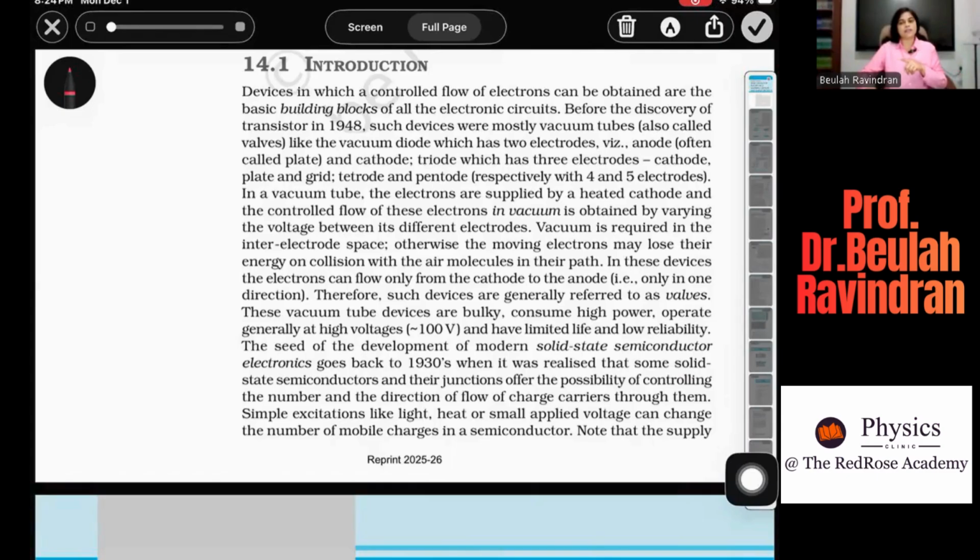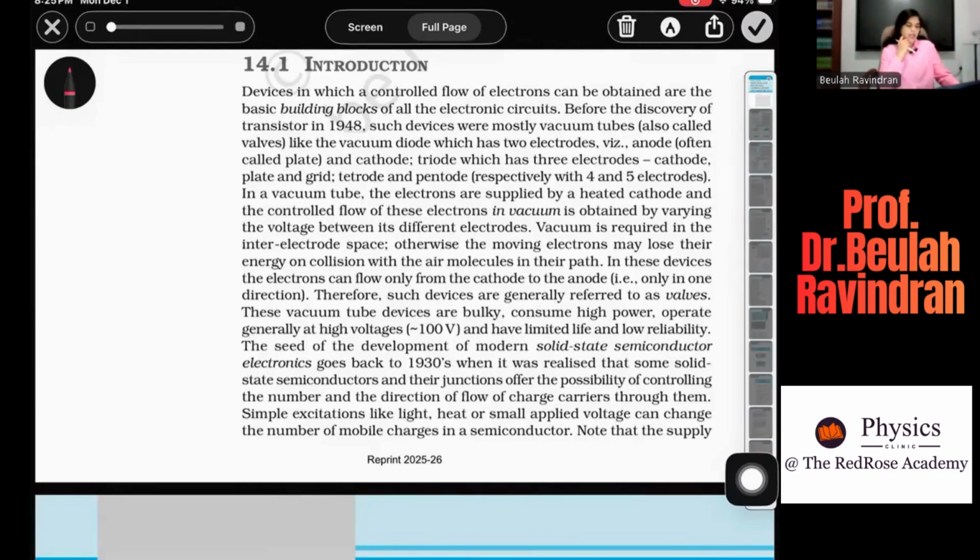Okay, in the 1930s, it was realized that solid state semiconductors and their junctions offered the possibility of controlling the flow of charge carriers through them. So this led to the development of the modern solid state semiconductors. They consume less power, are small in size, operate at low voltages also, and have a long life and high reliability. So this is what you must understand, the futuristic factors and everything. So this is how the technology is improving. So during the 1930s only, solid state semiconductor electronics goes back.